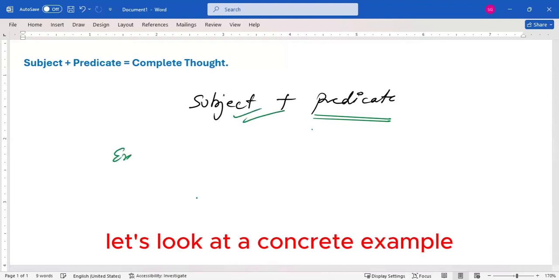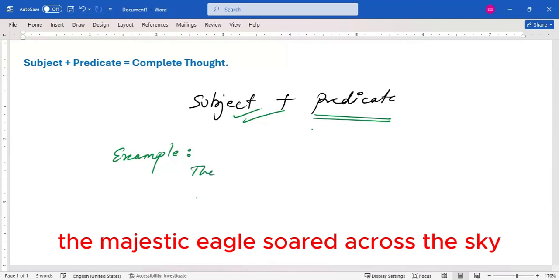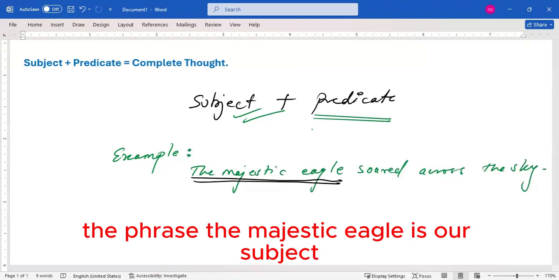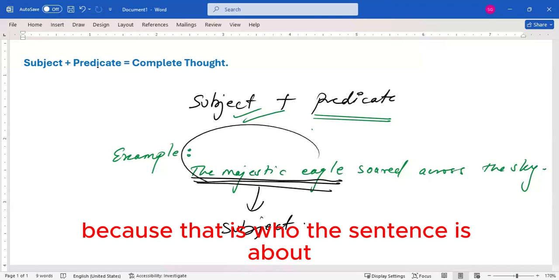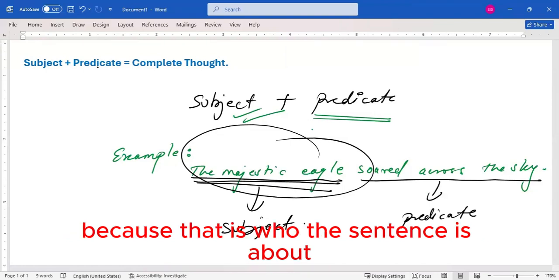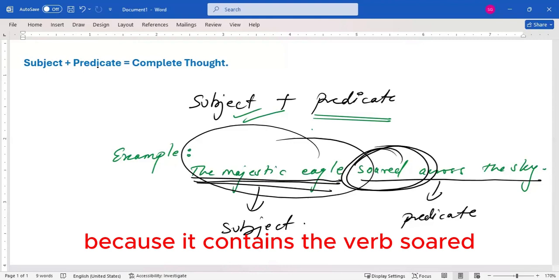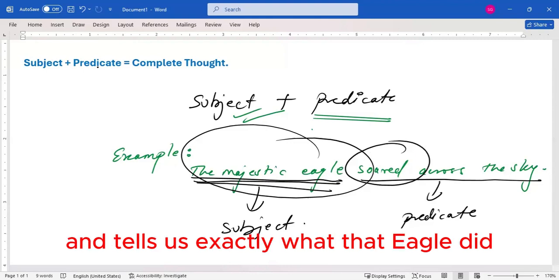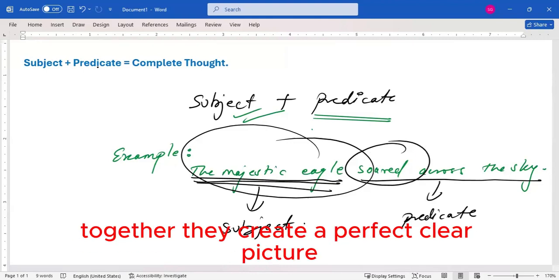Let's look at a concrete example. Take the sentence, the majestic eagle soared across the sky. The phrase, the majestic eagle, is our subject because that is who the sentence is about. It is the star. The phrase soared across the sky is the predicate because it contains the verb soared and tells us exactly what that eagle did. Together, they create a perfect, clear picture.